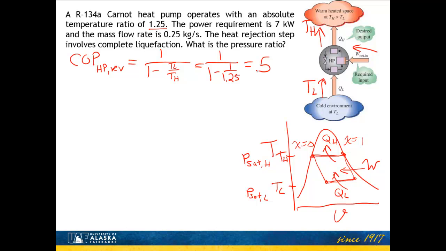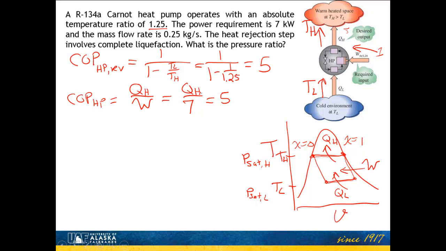Now recall, the coefficient of performance is how well we're leveraging this. It tells me that for every 1 kilowatt of energy I bring in over here, I end up with 5 going in up there. The coefficient of performance for a heat pump is the desired over the required. What we desire from the heat pump is QH, and what's required is the net work. We're told the net work is 7, so I can write this as QH over 7, and that is equal to 5 because I just solved for the coefficient of performance.